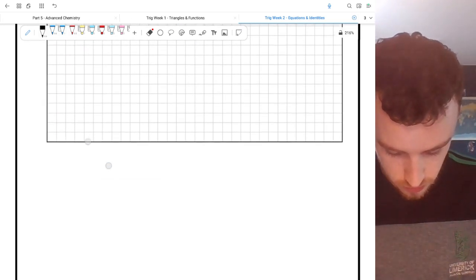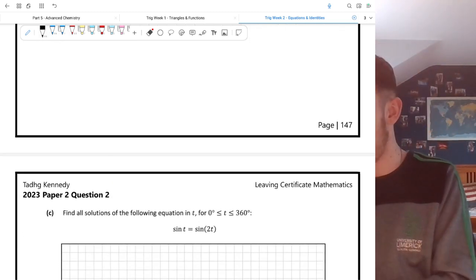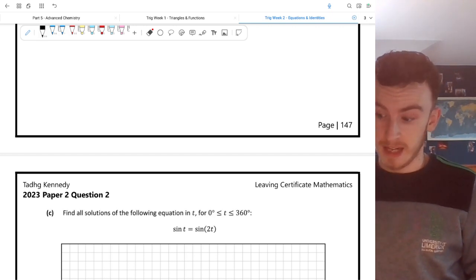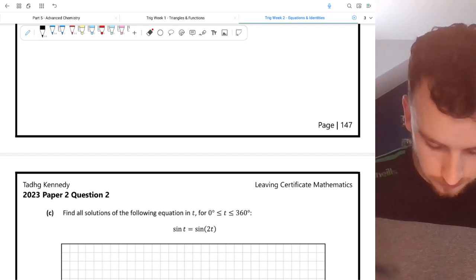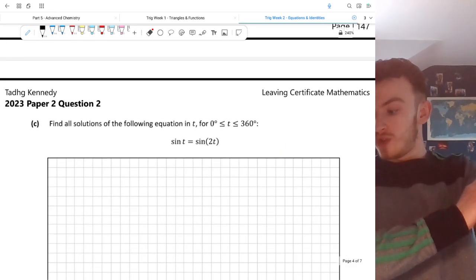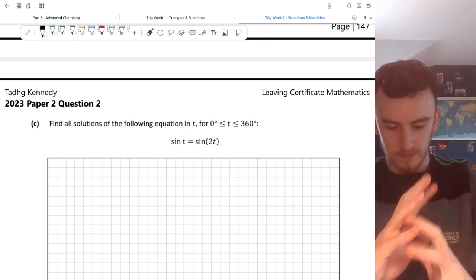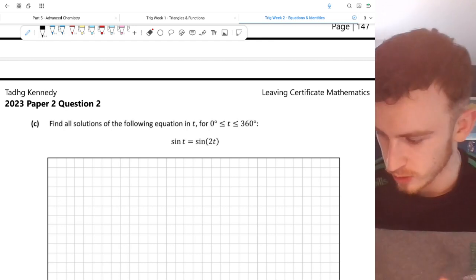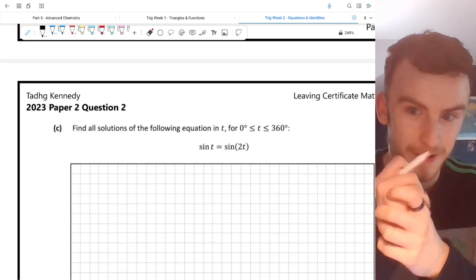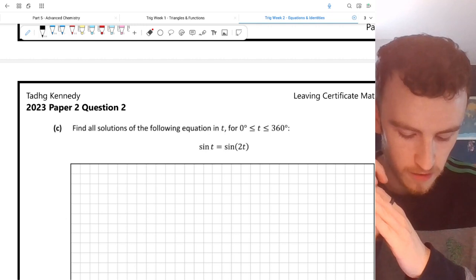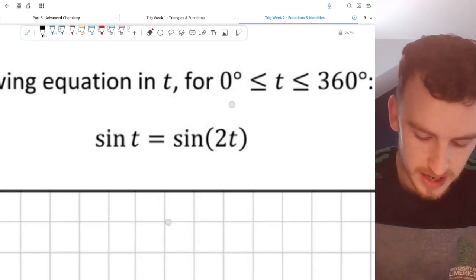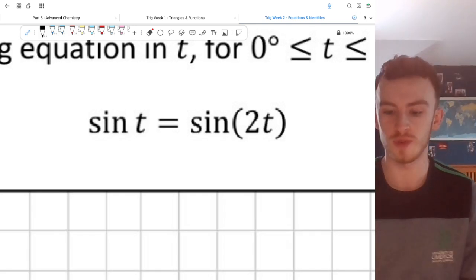So we'll do one more. Now this is difficult. This is the hardest version of this question I've seen by quite some margin, because it involves using trig identities before you even get into it. So this is from 2023, the year of the hard maths papers. So find all solutions of the following equation in t between 0 and 360 degrees. So sine t is equal to sine of 2t.